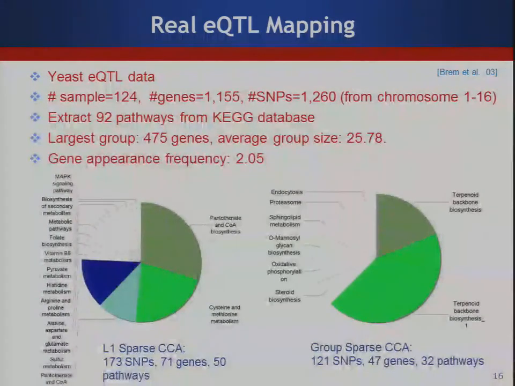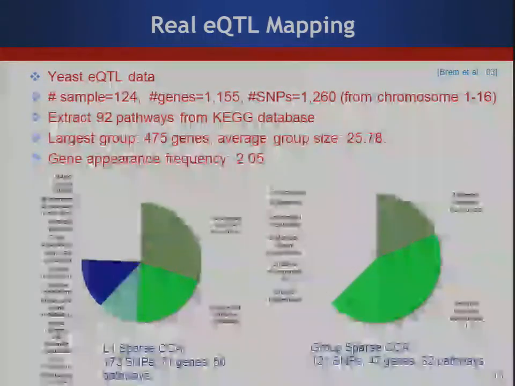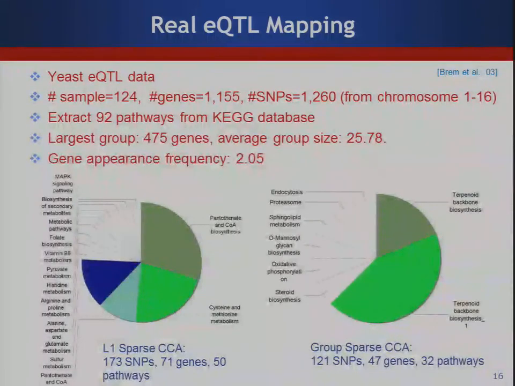We conducted the L1 sparse CCA and the group structured sparse CCA, where the groups are extracted from the KEGG database. For the L1 sparse CCA, we select about 71 genes and about 50 pathways. For the group sparse CCA, we select much fewer genes, about 47 genes with 32 pathways. We conduct a functional enrichment for both. I cannot put the full list of the functional enrichment here, but basically the group sparse CCA leads to much smaller p-values, and it characterizes a few important functions of the yeast, like the steroid backbone biosynthesis.